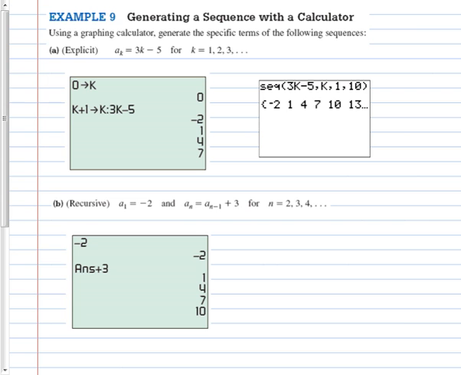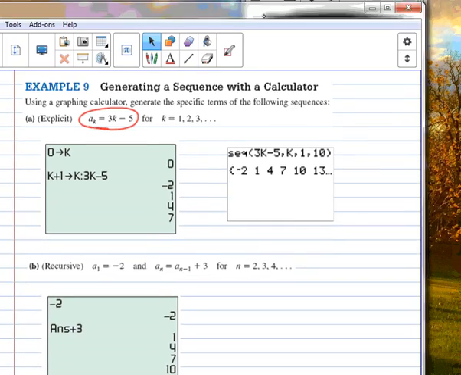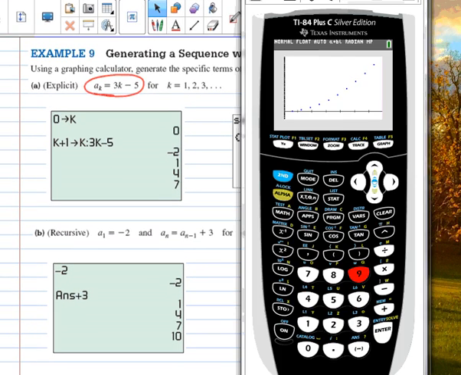So let's see some more of what we can do. Generating sequences with calculators. We're going to practice that sequence thing that we just did. So explicitly they have defined the formula. And what will be my answers when I start with 1, 2, 3? So let's go back to our calculator, which I have somewhere. Here it is.